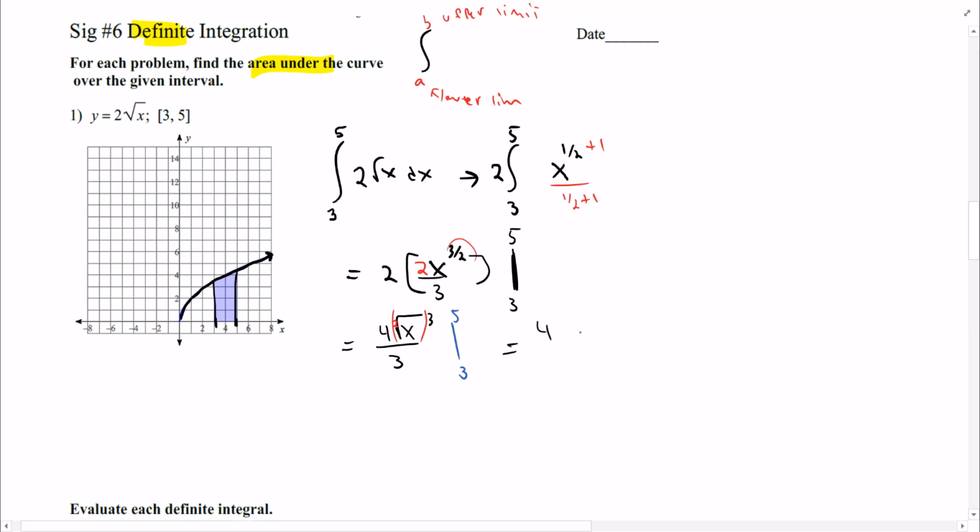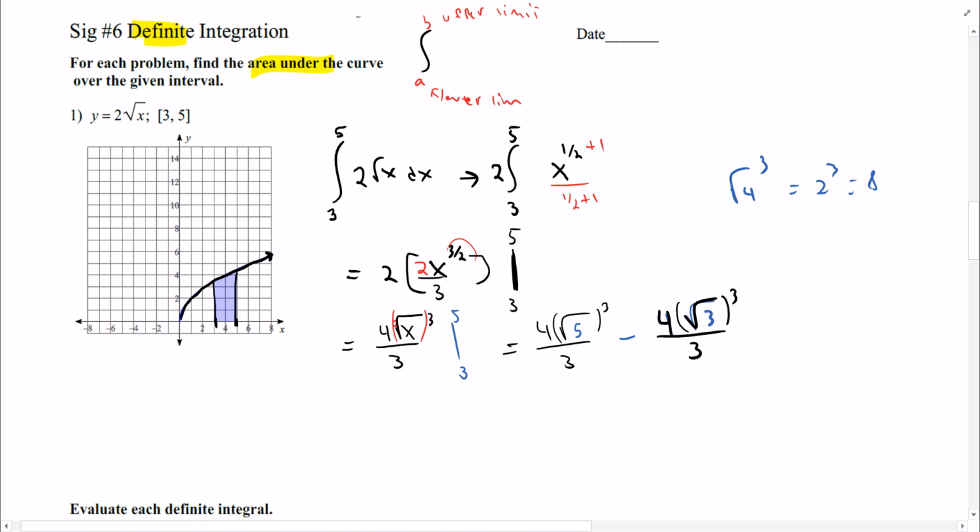So we're going to have 4 radical 5, right? 4 square root of 5 raised to the 3rd power minus 4 square root of 3 to the 3rd power. And you know, without a calculator, you're not really expected to do anything else farther than that, right? So if you could take the square root of 5 and then cube it, you would want to do that, right? Like if it were the square root of 4 cubed, then you would want to say, well, that's 2 cubed, which is 8.